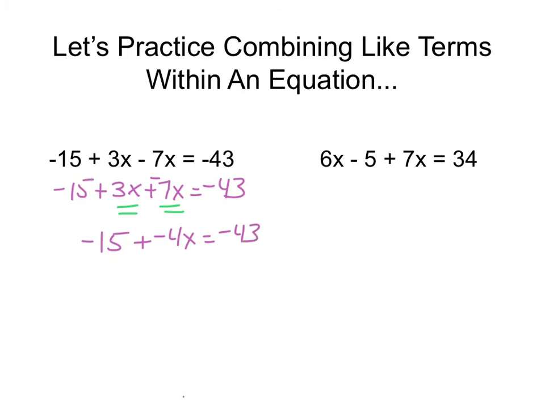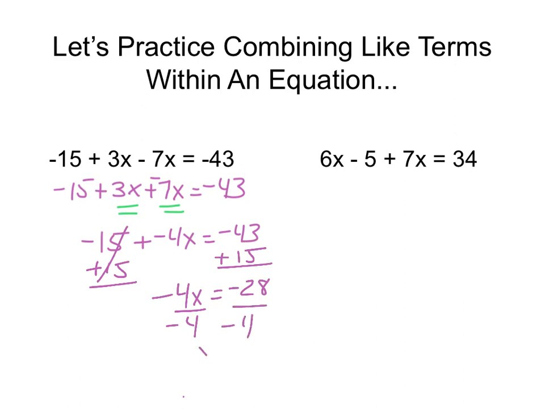Now I have a plain old two-step equation, and I'm going to solve it. I'll add 15 to both sides. This side will cancel out and leave me with negative 4x is equal to negative 28. And then divide both sides by negative 4. So I have x equal to a positive 7. All right, let's look at the next example.